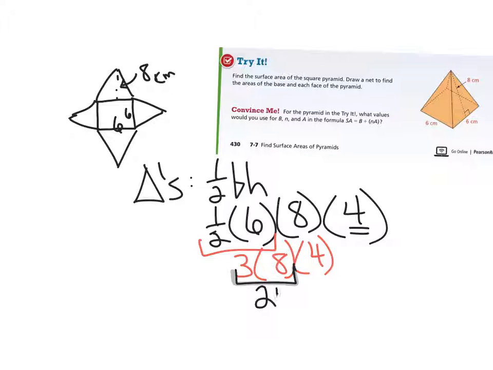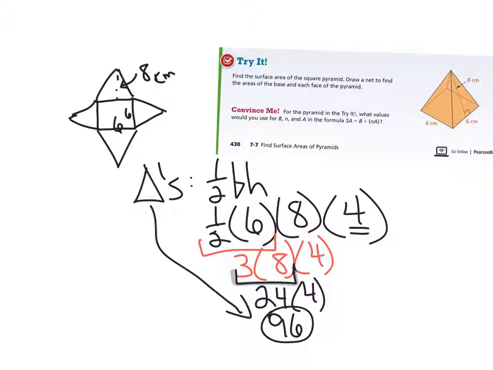3 times 8 is 24. 24 times 4 would be 96. So for the triangles, we would have 96 square centimeters. And then we'd have our square base.